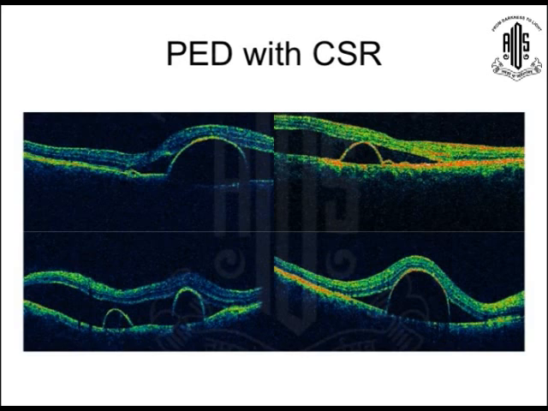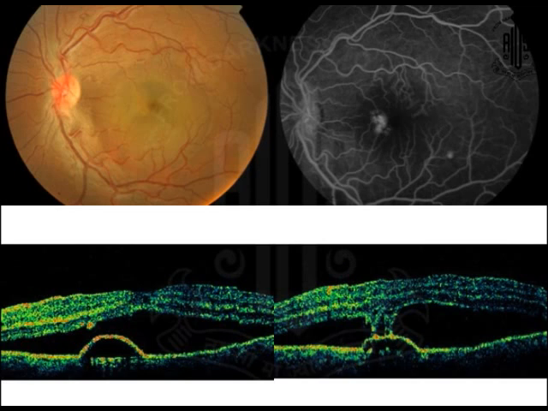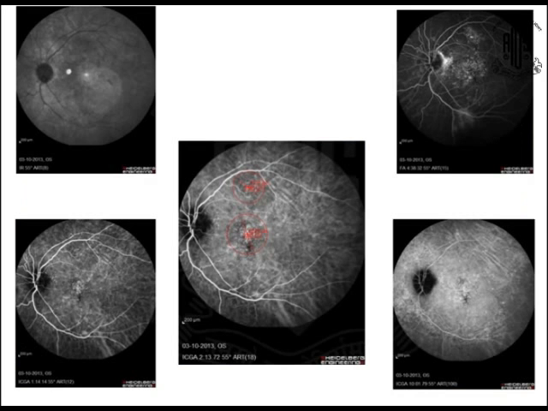This is the pigment epithelial detachment with the central serous chorioretinopathy, the subretinal fluid and pigment epithelial detachment, both side by side. Subretinal fibrin, you can see, this is the typical sign. Dr. Nazimun Hussain mentioned the neurosensory retinal detachment with fibrin deposition. There are a few more photos. And this is the cystoid changes in the outer retinal layers in chronic central serous chorioretinopathy.